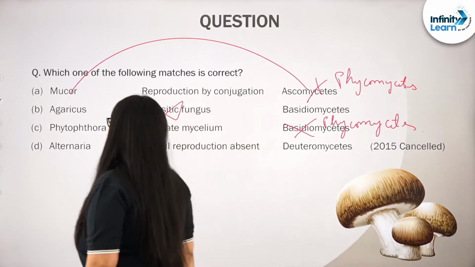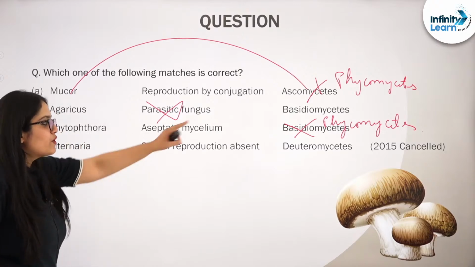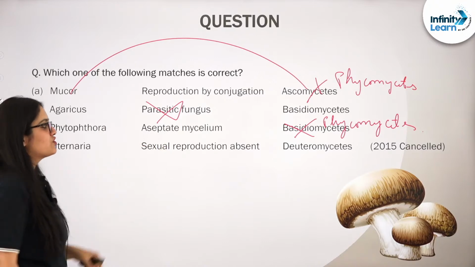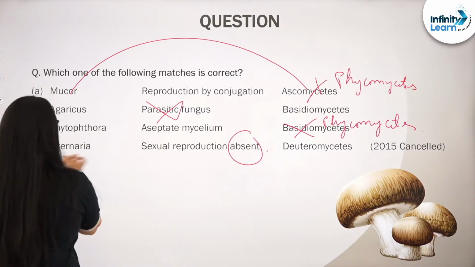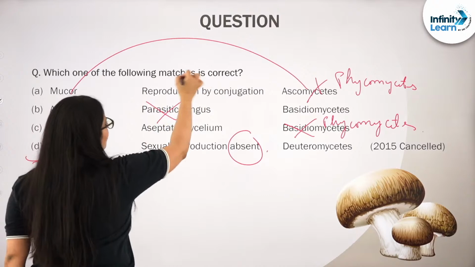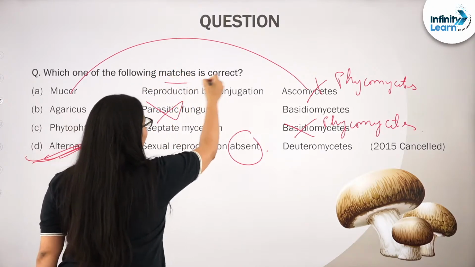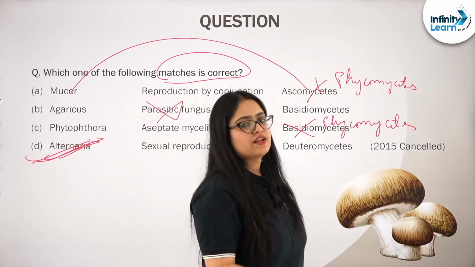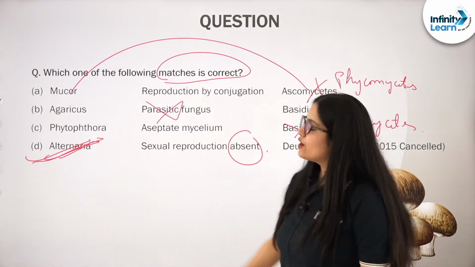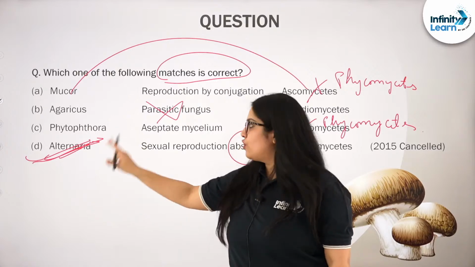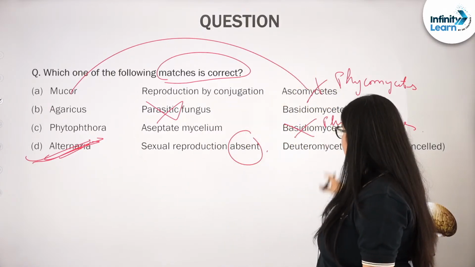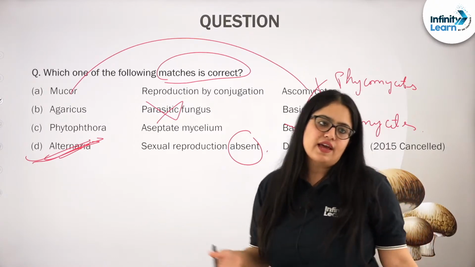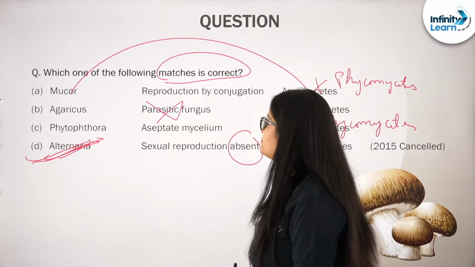Next, Alternaria. Alternaria is a member of Deuteromycetes, but sexual reproduction is absent. Yes, right. So this one is the right. So wrong. Oh no, sorry. Right, correct match was asked. So in this question, you were supposed to find out the correct match, and the correct match is the fourth one, where Alternaria is a member of Deuteromycetes, and in them sexual reproduction is till date not discovered, hence we can call absent, right?